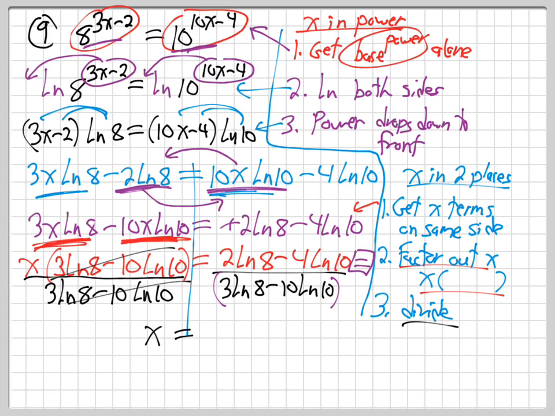Equals, I'm at the end of the numerator. Now divide by parenthesis the whole denominator. 3 ln 8 minus 10 ln 10. On number 8, so I'm getting 0.3009053983, and goes on and on. So there we go. Okay.